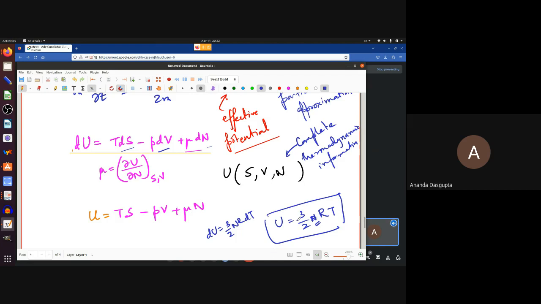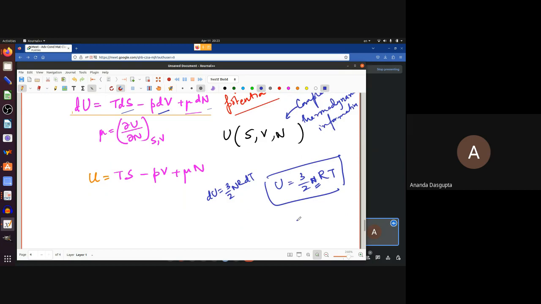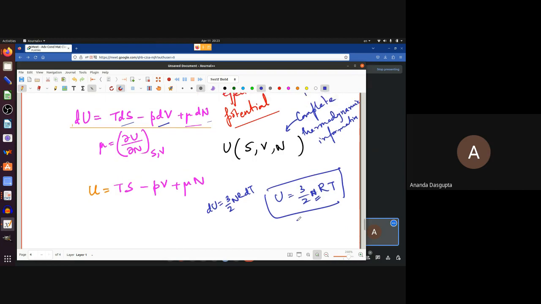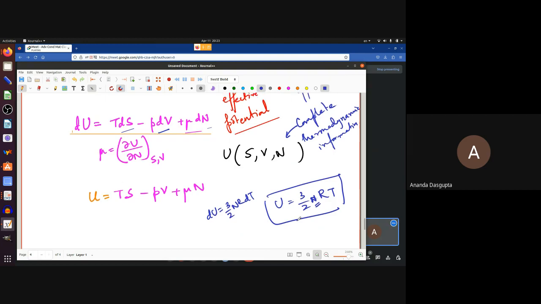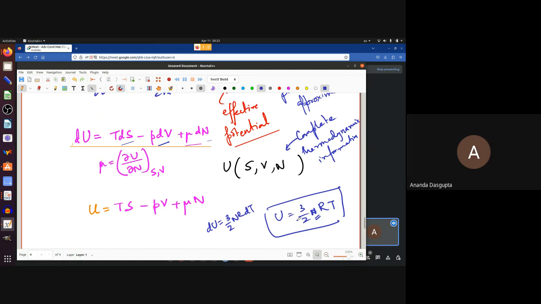If somebody tells you that you have a system in which the internal energy is some constant into N into T, will you be able to figure out the pressure versus PVT relationship, the mechanical equation of state, from here? No, sir. Yeah, you cannot.